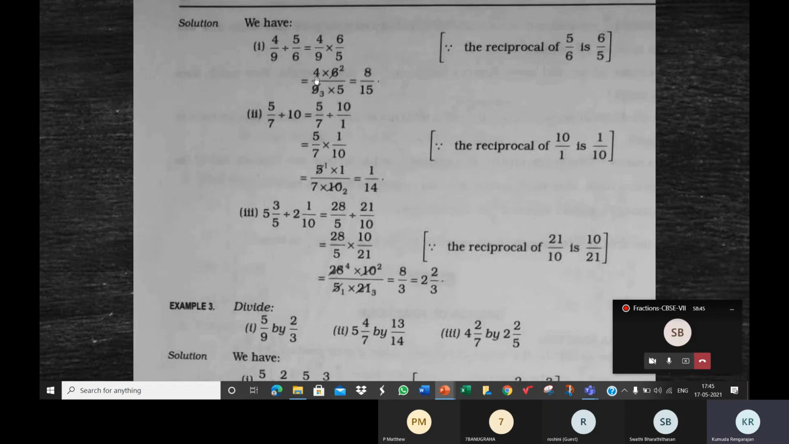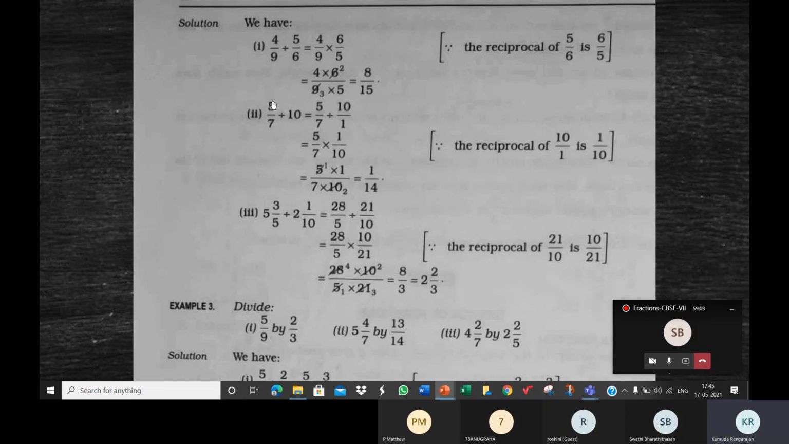Now after simplifying, multiply the numbers left in the numerator. So 4 into 2, 8. And 3 into 5, 15. And this fraction is a proper fraction, so you can leave it there. If it is an improper fraction, you must write it as a mixed fraction.